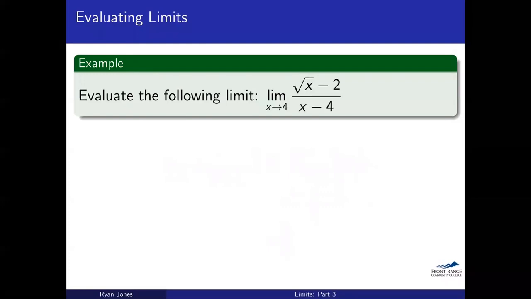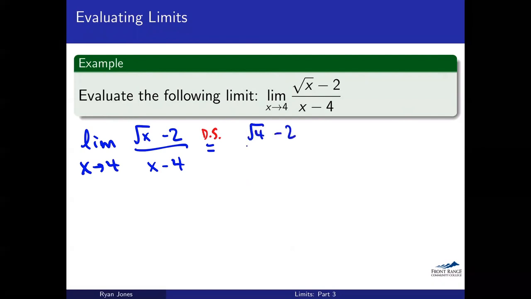So we're going to take this limit, and what's the first thing we're going to do? We're going to do a direct substitution. We're going to try it. If it doesn't work, that's fine. But if it does work, then we're sort of in heaven. We're just done with the problem and we get to move on. So if I do a direct substitution here, then I'm going to get square root of 4 minus 2, over 4 minus 4. That's 2 minus 2 over, still I'll just write 4 minus 4. That's 0 over 0. Uh-oh.